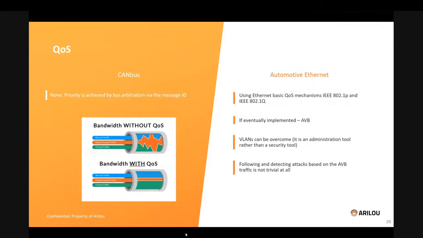So for now, I don't see many people running into implementing the AVB, and when they will do, it won't be the first thing on which an IDS would work on. So this is something that we would see in the future, both in terms of implementation and in terms of protection.